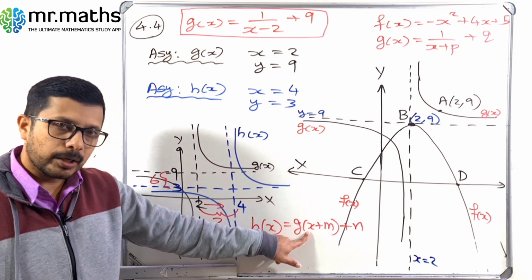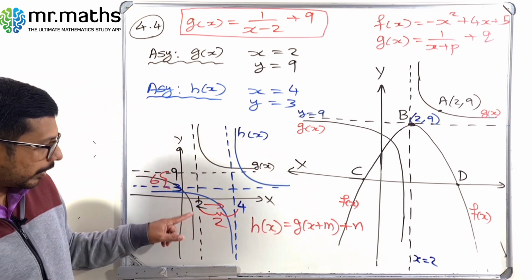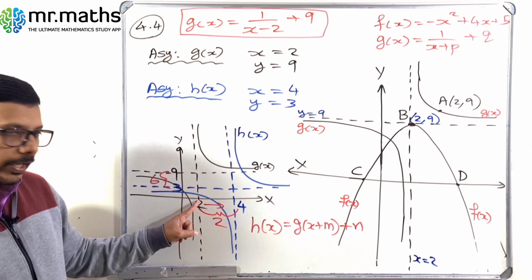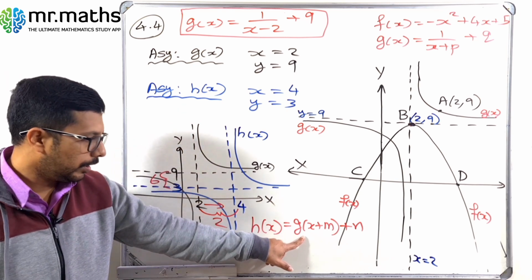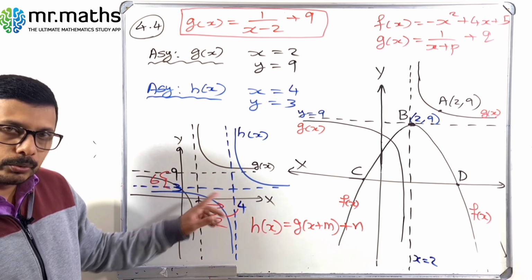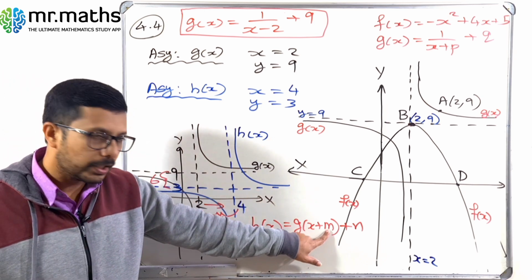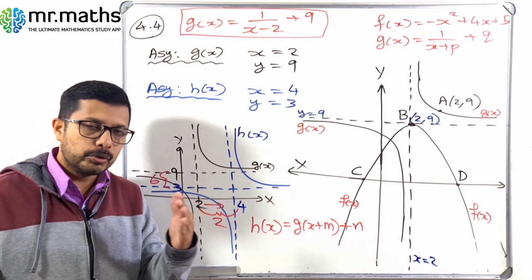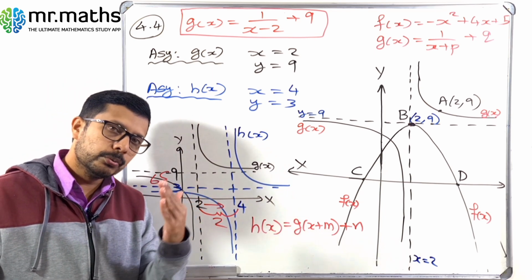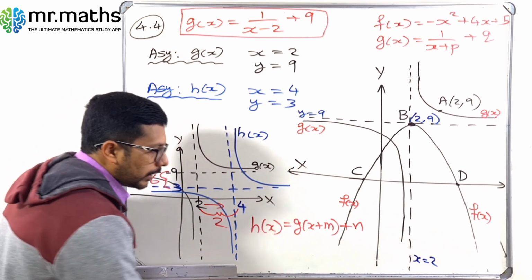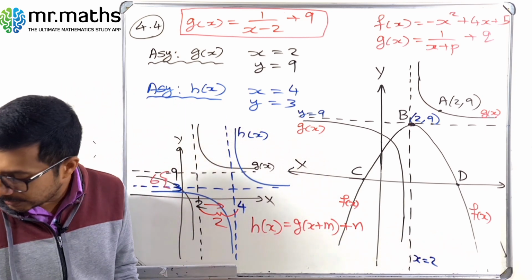This black graph, g of x, what happened? Only look at the asymptote, that's enough. g of x moved 2 units to the right. 2 units to the right means what? It's just the opposite of what you are thinking. Do you remember that one? If a graph moves 2 units to the right, it means negative.